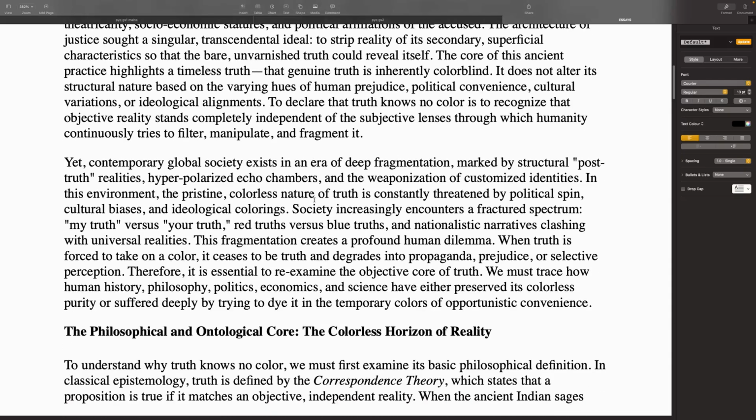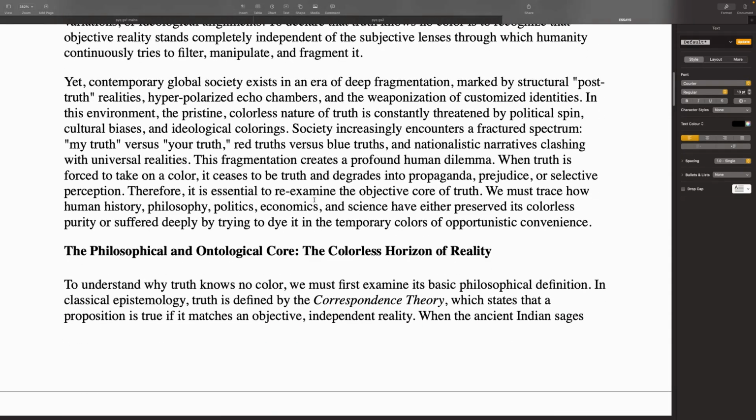Yet, contemporary global society exists in an era of deep fragmentation marked by structural post-truth realities, hyperpolarized echo chambers, and the weaponization of customized identity. In this environment, the pristine, colorless nature of truth is constantly threatened by political spin, cultural biases, and ideological colorings. Society increasingly encounters a fractured spectrum: my truth versus your truth, red truth versus blue truth, and the nationalistic narrative clashing with universal realities. This fragmentation creates a profound human dilemma. When truth is forced to take on a color, it ceases to be truth and degrades into propaganda, prejudice, or selective perception.